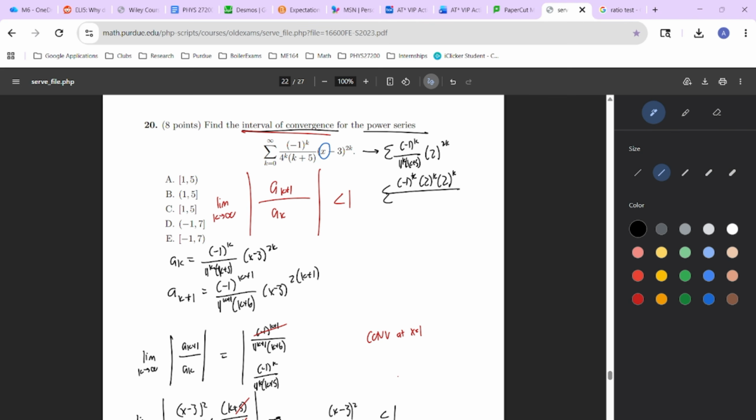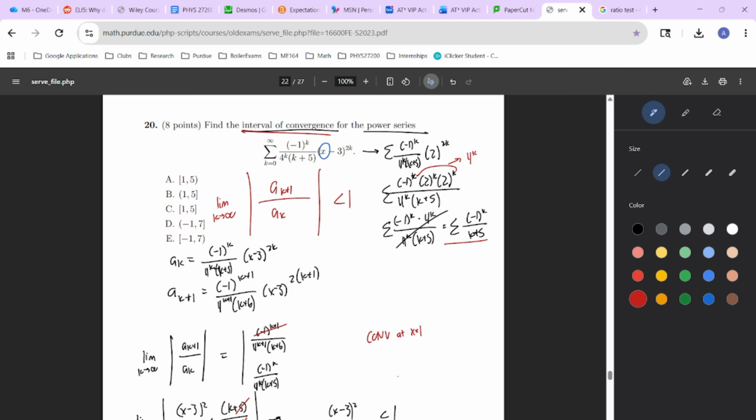That could probably be written as 4 to the k. We'll do that right now: k plus 5, like this. Then we have negative 4k multiplied by k plus 5 here. I just realized that you can combine these into 4k. So we have negative 1 to the k multiplied by 4k over 4k times k plus 5. These cancel. We're left with, again, the series of negative 1 to the k over k plus 5.